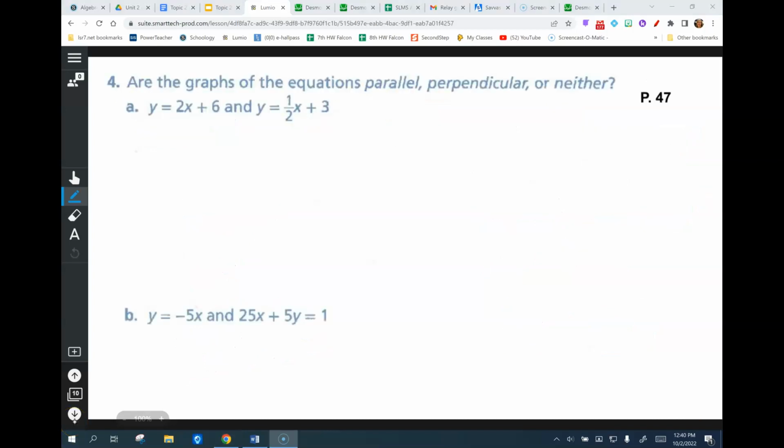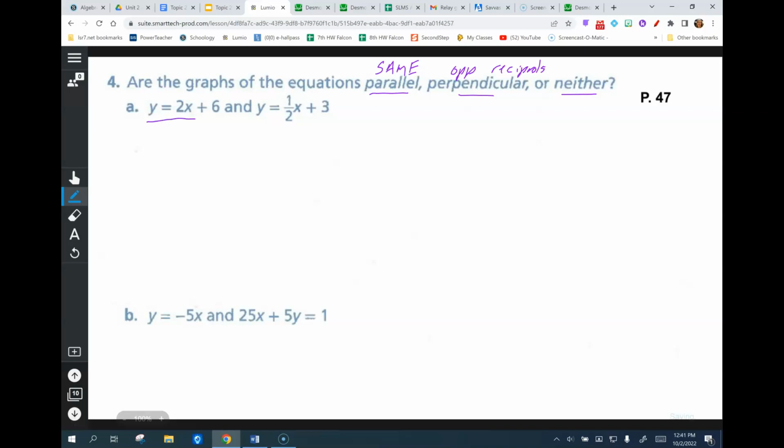Now, for these practice problems, we have to determine if the equations are parallel, perpendicular, or neither. And of course, we're going to be looking at their slopes. If they're parallel, they're going to be the same slope, right? And if they're perpendicular, they're going to be opposite reciprocals. And if they're neither, guess what? They're not going to be the same, and they're not going to be opposite reciprocals, so they could just be anything they want.